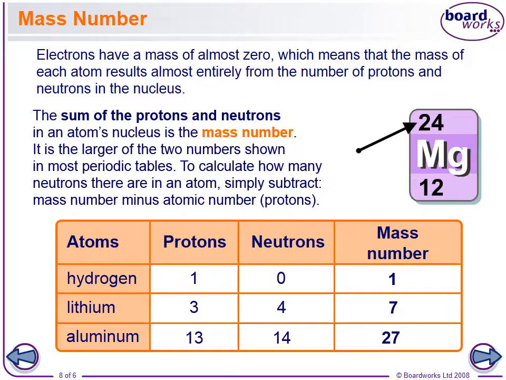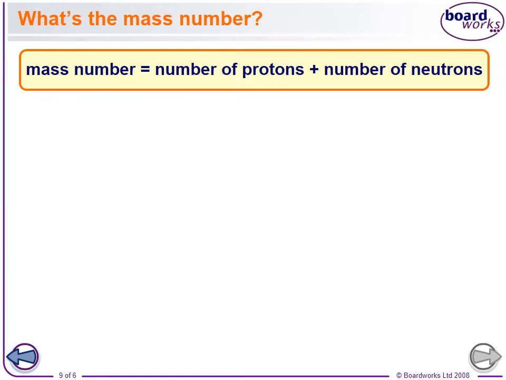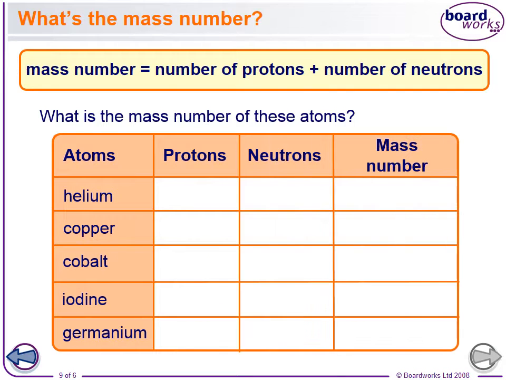Aluminum has 13 protons, 14 neutrons, which has a mass number of 27. Again, mass number equals number of protons plus number of neutrons. And here's some more practice. How many are you going to get? Copper. You would add them up.